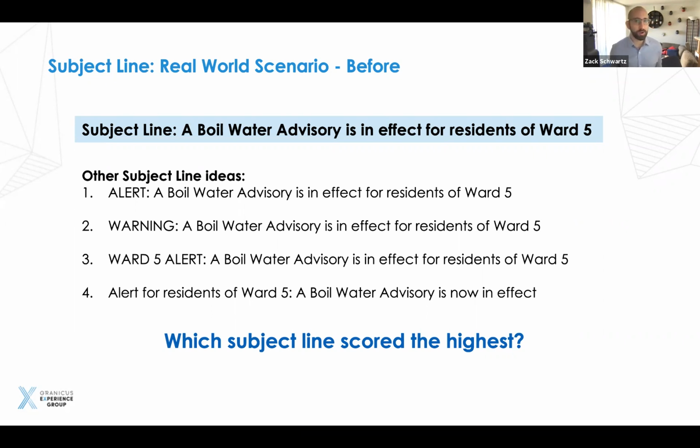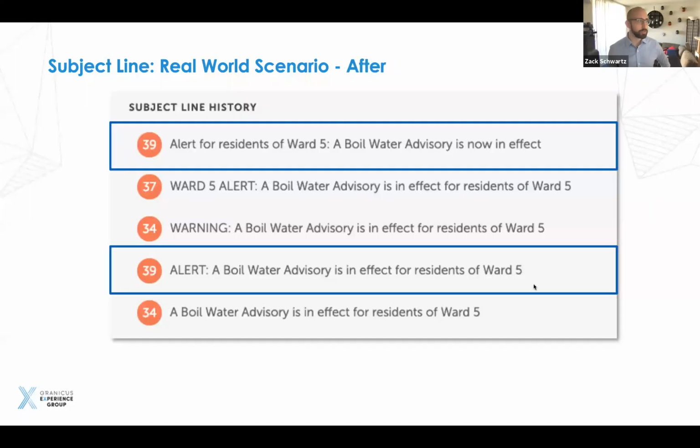Seeing 4. Yep, someone said 4. And 3. That is correct. It was 1 and 4. Sorry, I went ahead. 1 and 4 were the ones that scored the highest, using words like alert really seemed to boost the score. And our original subject line, a boil water advisory is in effect for residents of Ward 5, was actually scored the lowest. So that is something that we want to keep in mind and make that change before we send this email.